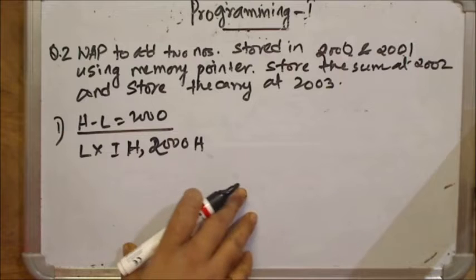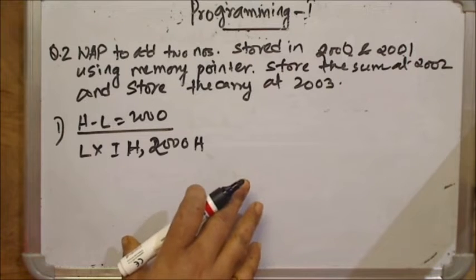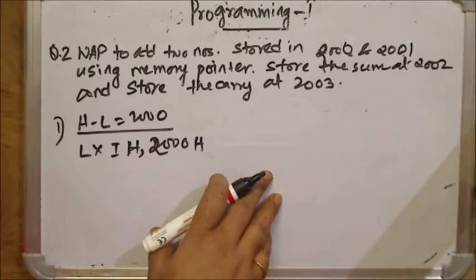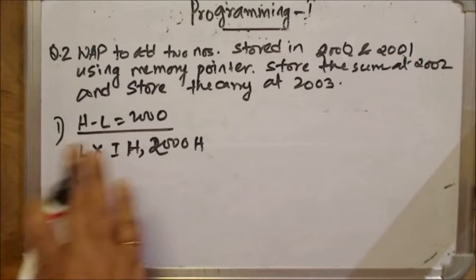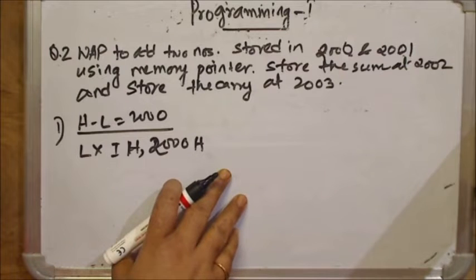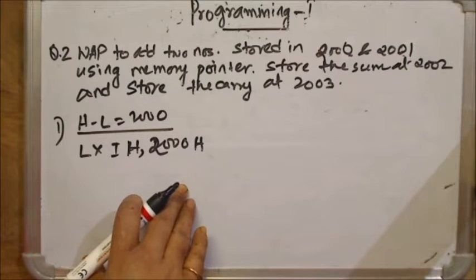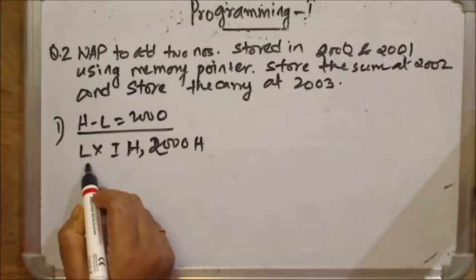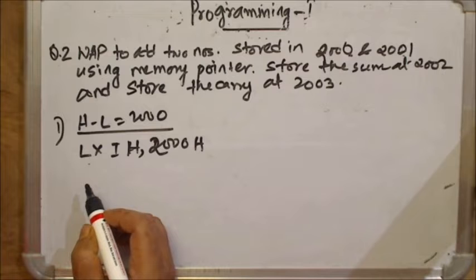Please, before you view the programming videos, I want all of you to cover all the instructions of 8085. Otherwise, it will be impossible to understand anything. In the programming videos, I will not explain the same things again and again, because all the instructions I have covered. So the first instruction to initialize the HL pair is LXI H, 2000H.